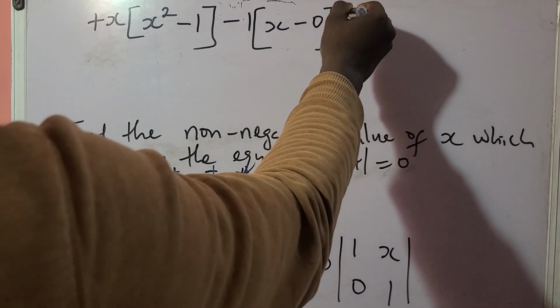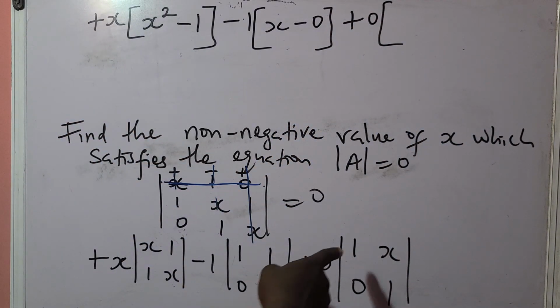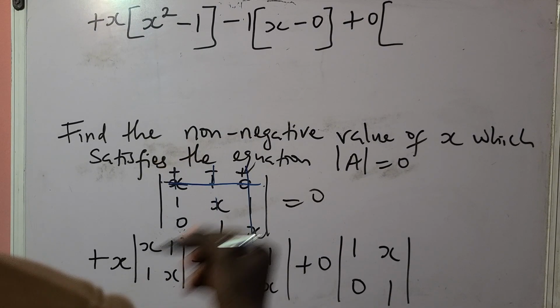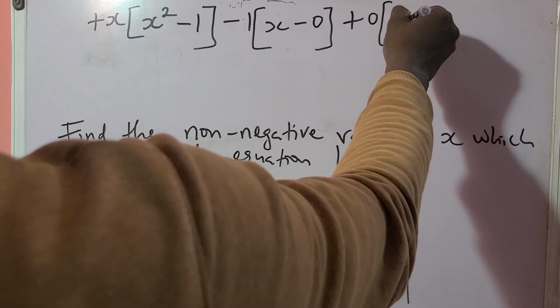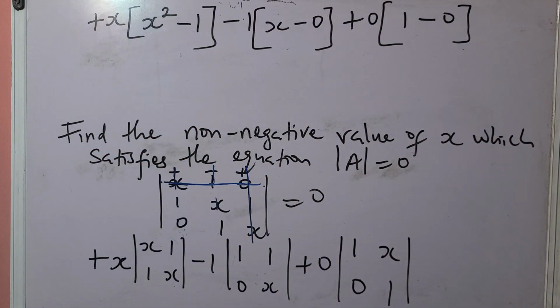And then the last one plus 0. Then you have 1 times 1 minus 0 times x. That will be 1 times 1, that will be 1, minus 0 times x, that's 0. So that's what we have right there. Now, we go on to keep solving.